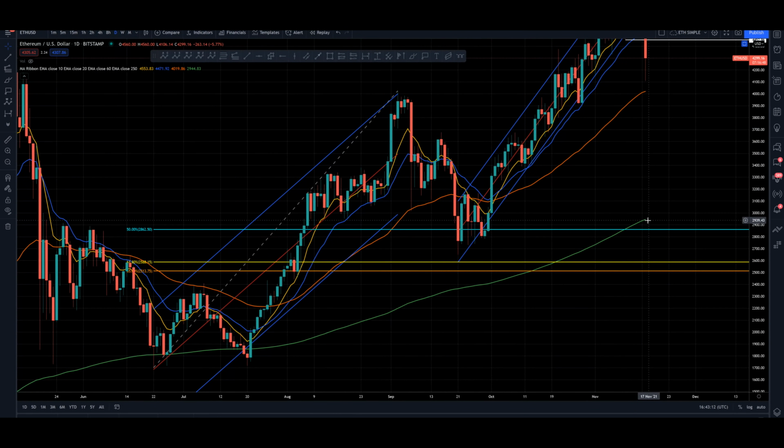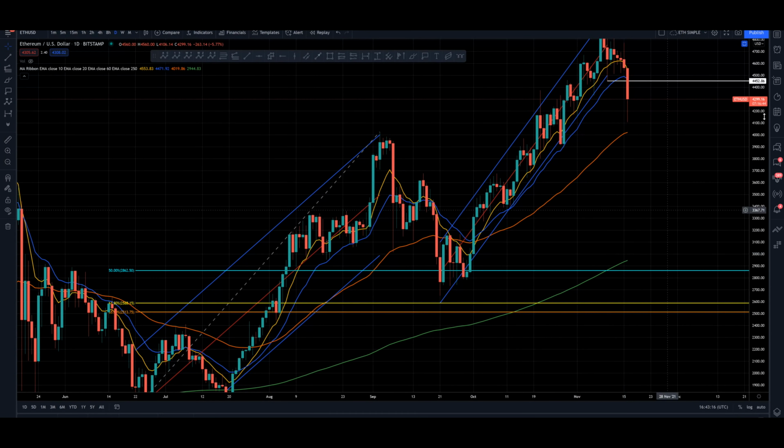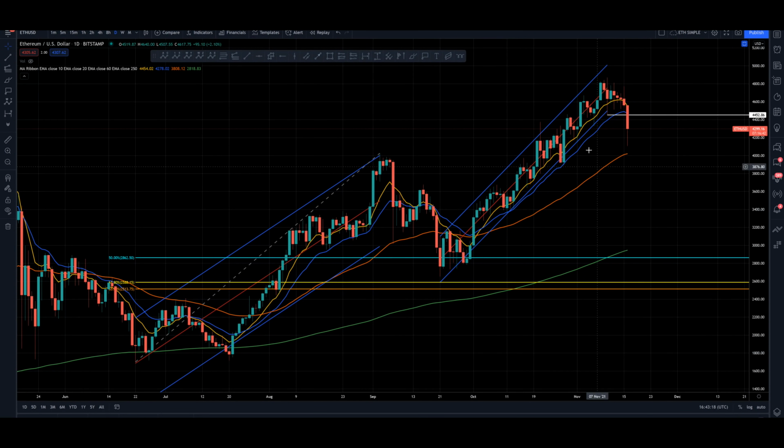The 250 is still a long way below. Wouldn't expect us to come down this far, otherwise we're looking at something completely different.